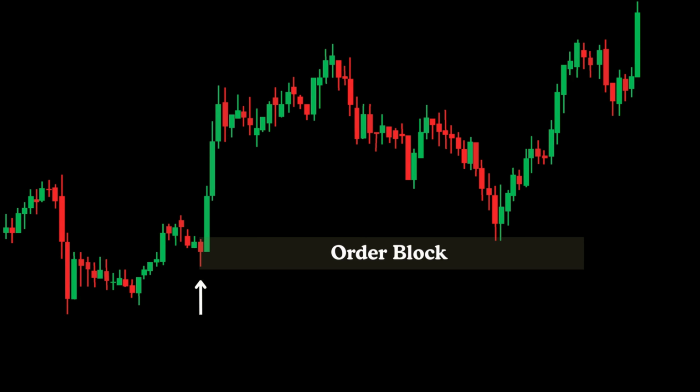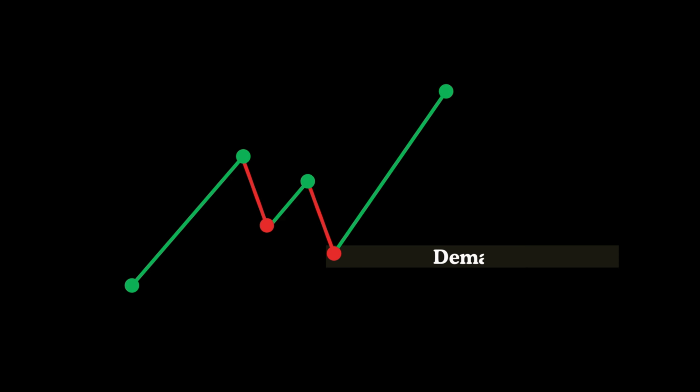All order blocks are supply or demand zones, but not all supply and demand areas meet the criteria to be considered order blocks. Let me demonstrate how each reaction to a price level forms a supply or demand zone. It indicates that, for some reason, traders have executed large-scale buy or sell orders, leading to strong price shifts. Therefore, when price returns to these zones, we carefully observe the price action to identify potential trade setups.